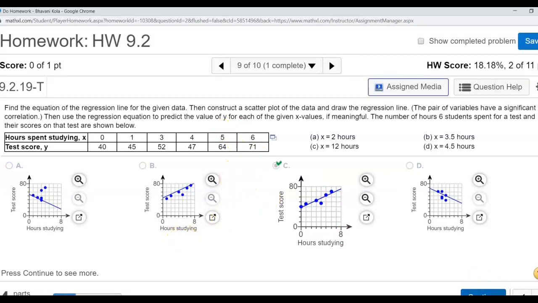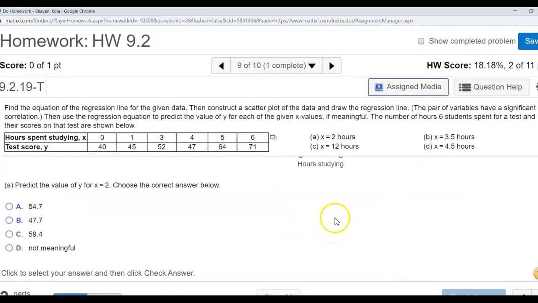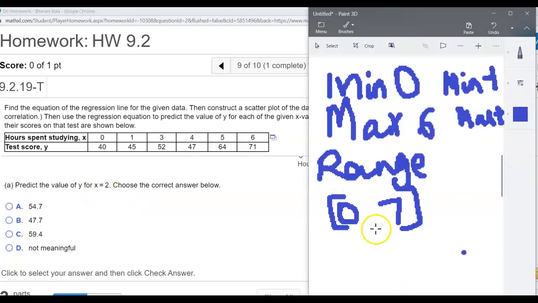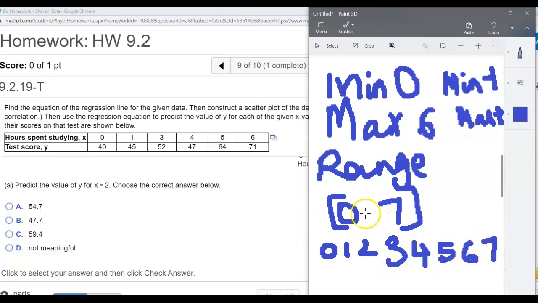Now for the next one, I'm going to click continue. For the next one, this is what you have to do. Predict the values for x is equal to 2. So I'm going to bring back my paintbrush. Remember the range? I can predict anywhere from 0 to 7. So I can predict 0, 1, 2, 3, 4, 5, 6, and 7. Anywhere in this range. Can I predict for 2? Yes, I can because 2 is in the range here.